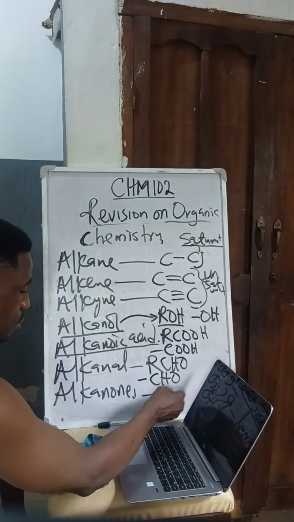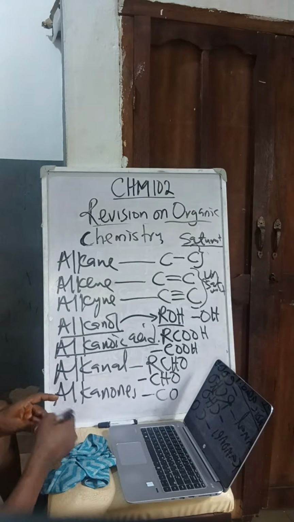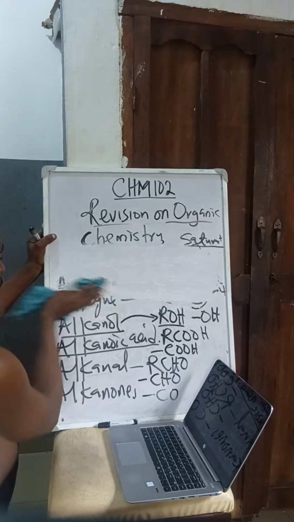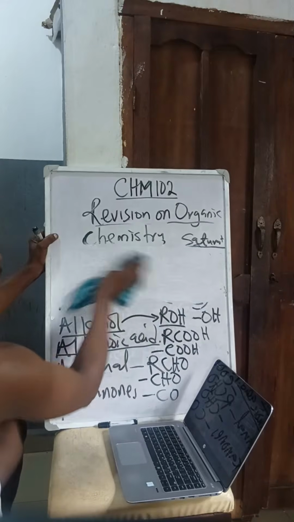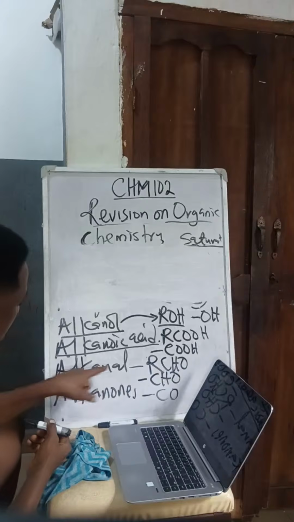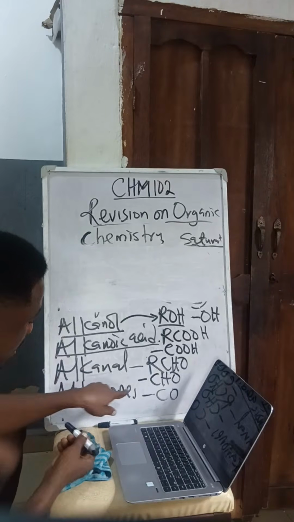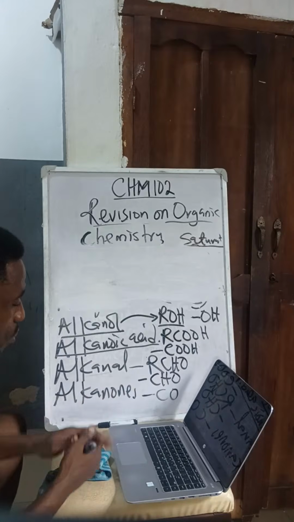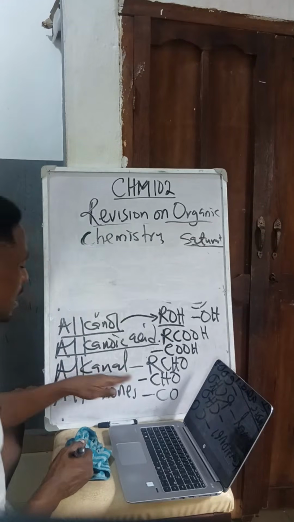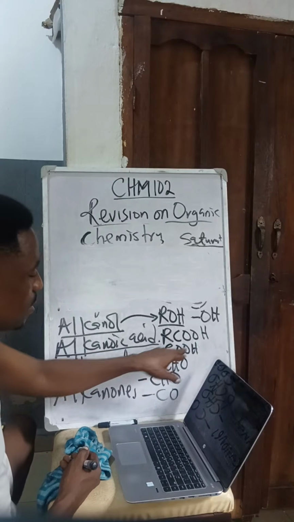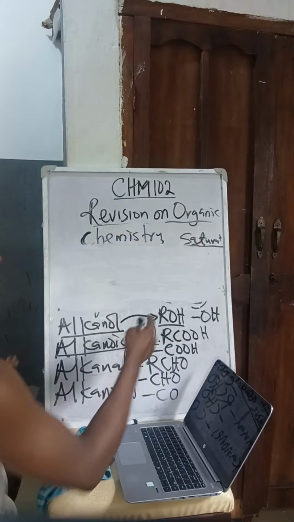For alkanone, RCOR, and CO is the functional group of alkanones. Now, there is another thing you need to learn based on the classes of organic compounds. We have alkanol, alkanoic acid, alkanal, alkanones. This CO is called the functional group of alkanones. Then alkanal, CHO, alkanoic acid, COOH.